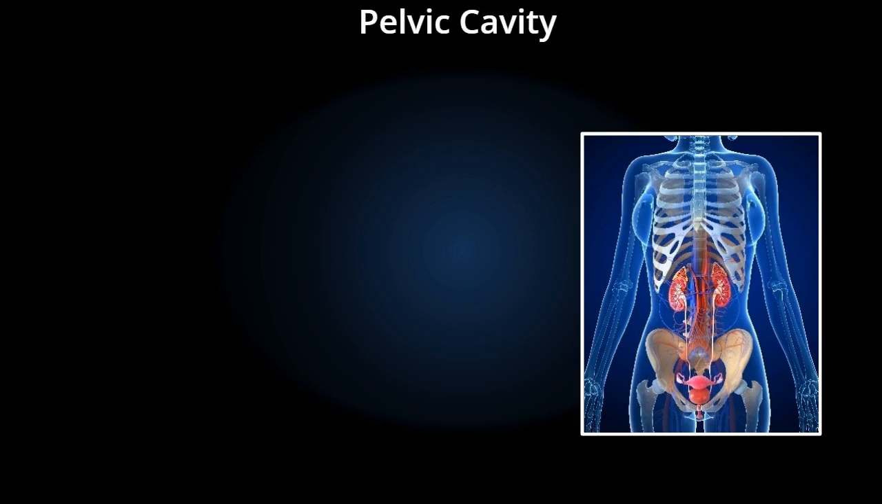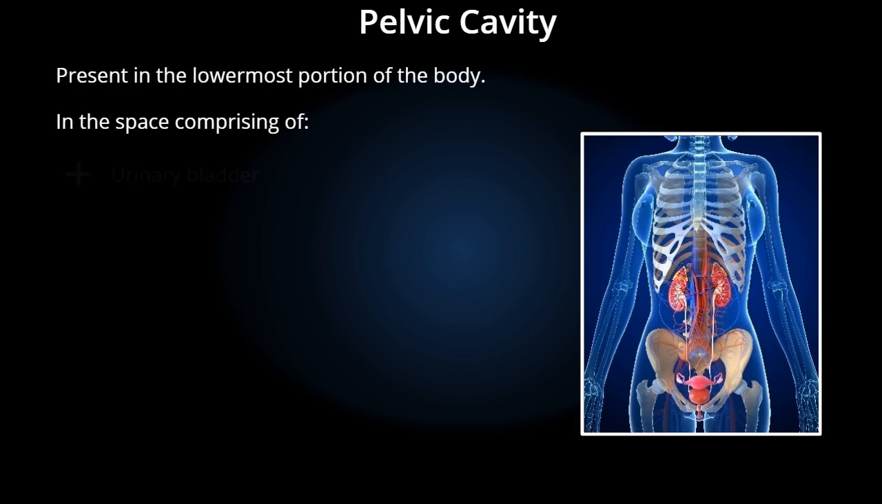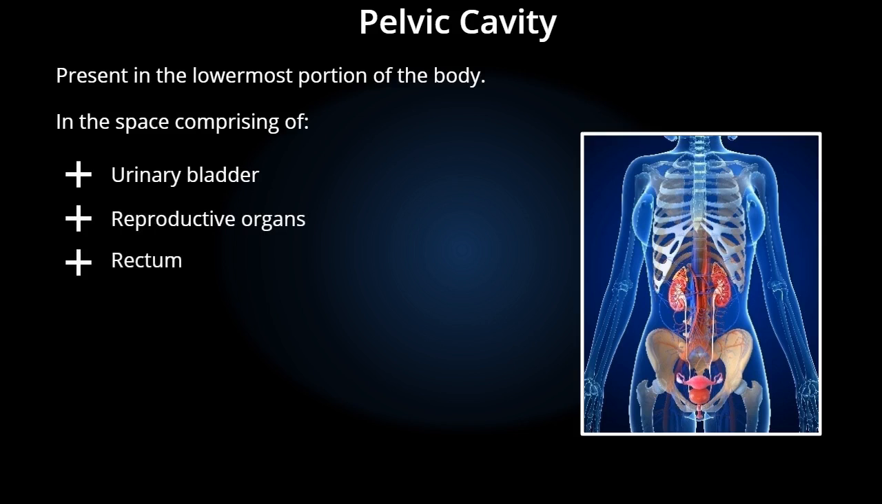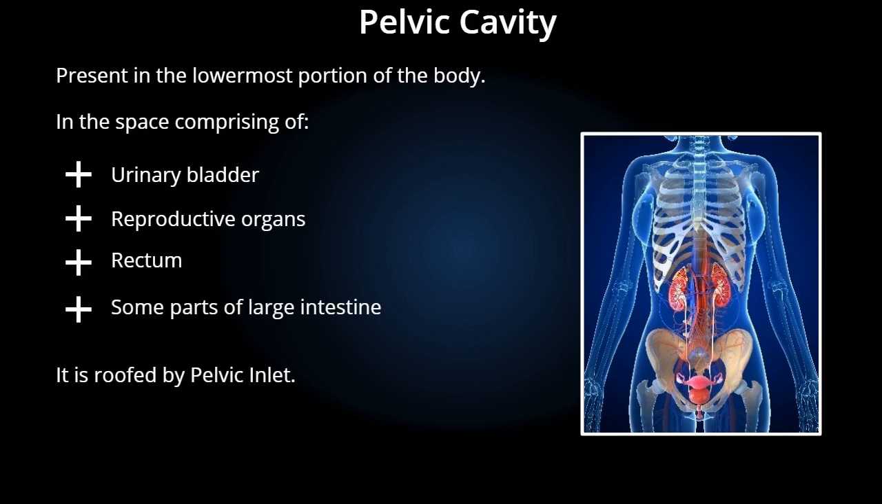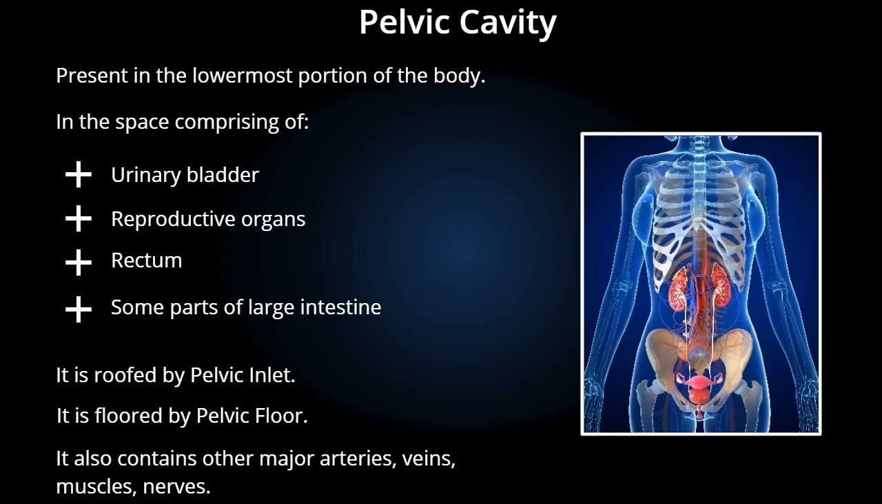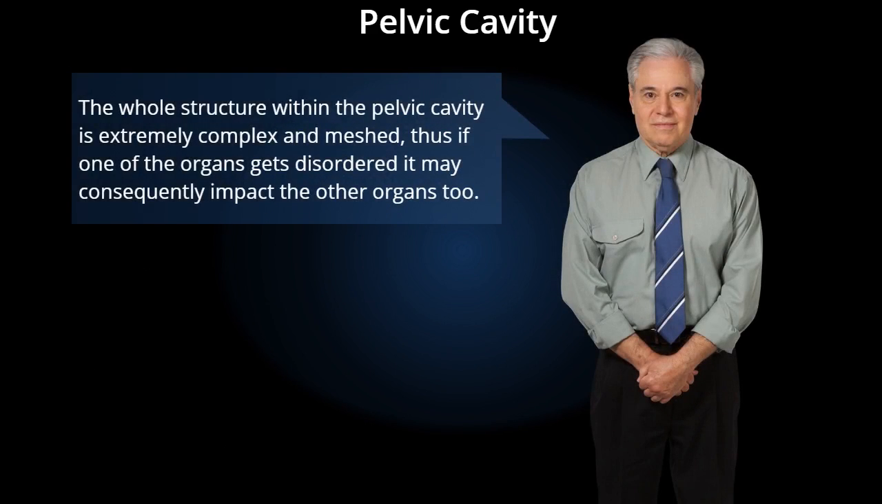Lastly in our list of body cavities is the pelvic cavity. It is the lowermost part of the body, in the space comprising of urinary bladder, certain reproductive organs, rectum, and some parts of the large intestine. It is roofed by superior opening of the pelvis, known as the pelvic inlet, and floored by the pelvic floor. Other major arteries, veins, muscles, and nerves are also contained in it. The whole structure within the pelvic cavity is extremely complex and meshed. Thus, if one of the organs gets disordered, it may consequently impact the other organs too.